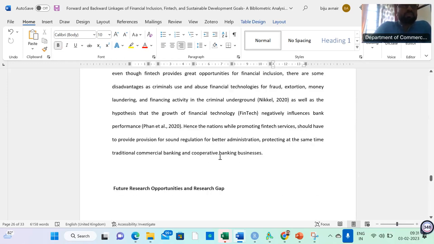So this is a way in which we should have a basic theme with which we can do the bibliometric analysis. That is essential while doing bibliometric analysis.